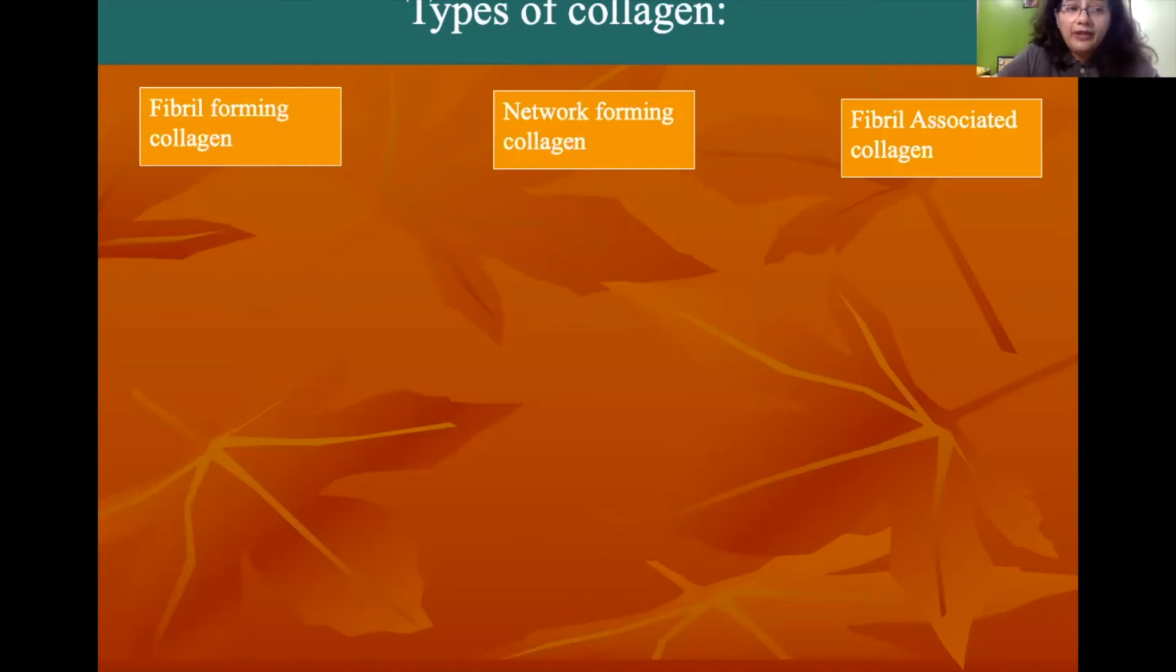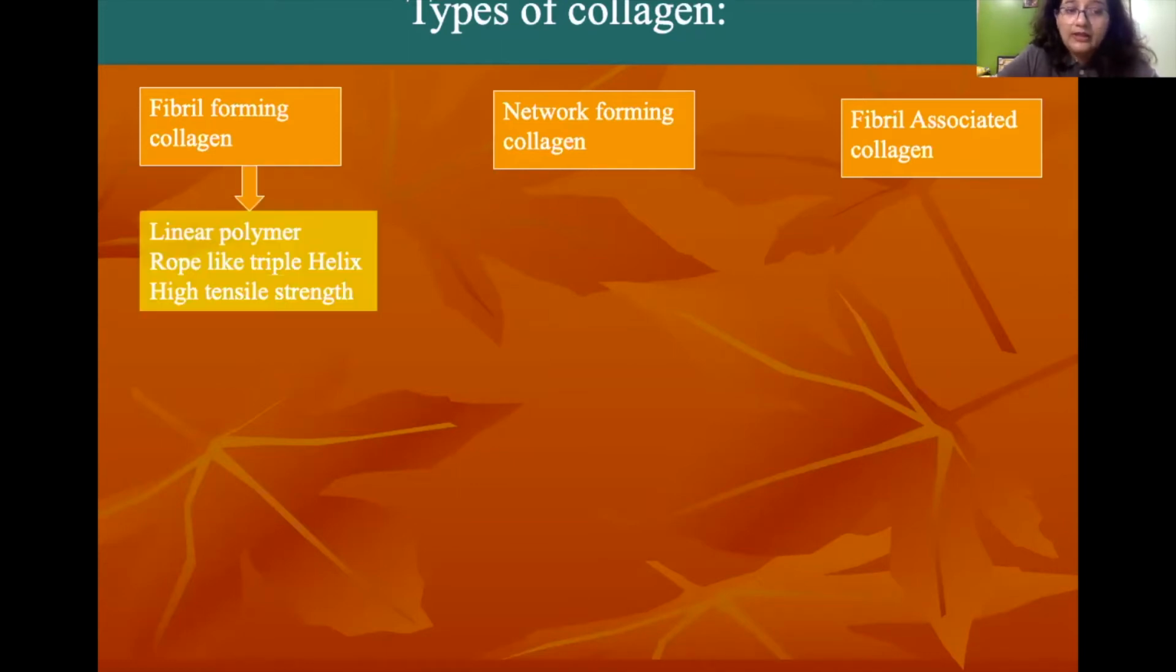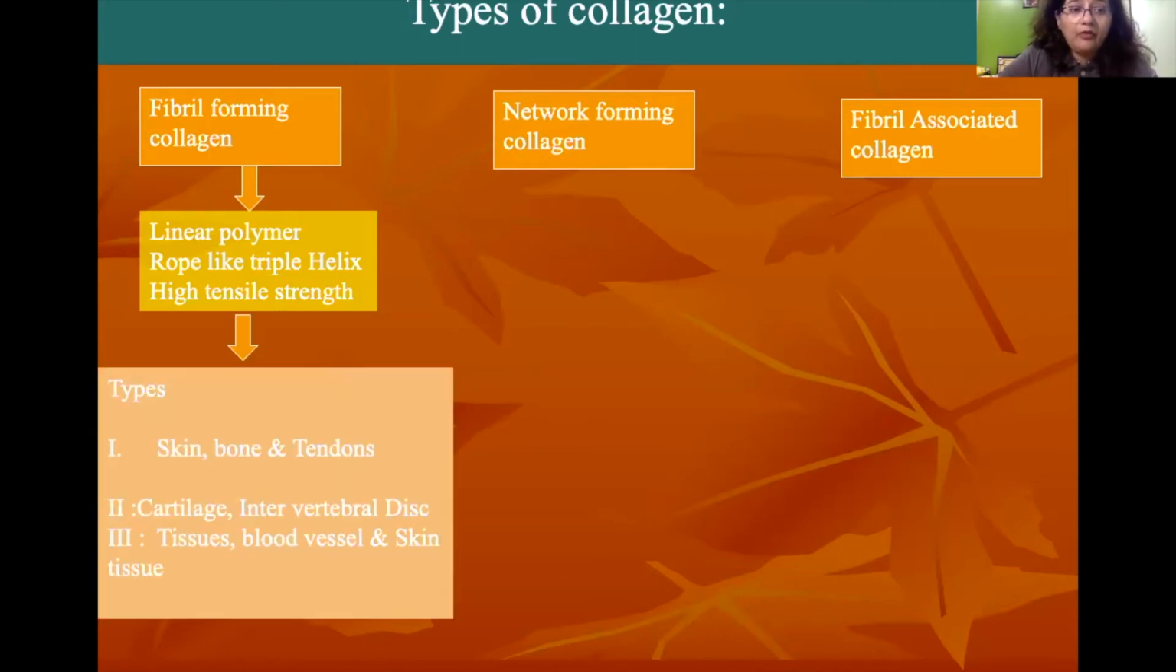Now, what is a fibril forming collagen? Actually, these are linear polymers, and these are rope-like triple helix structures, and these are high in tensile strength. So, examples of this fibril forming collagen: type 1 collagen, which is present in skin, bones, and tendon; then type 2 collagen, which is present in cartilage and intervertebral disc; and type 3 collagen, which is mostly present in the tissues, blood vessels, and the skin.